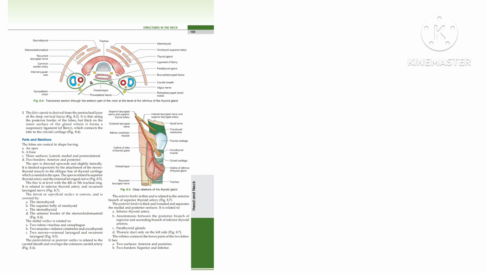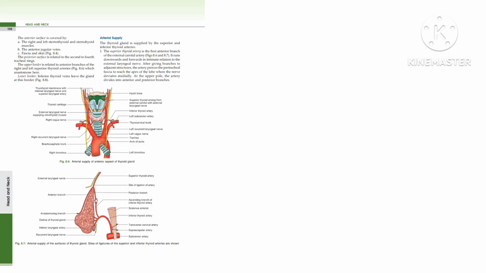It is related to: A. Inferior thyroid artery. B. Anastomosis between the posterior branch of superior and ascending branch of inferior thyroid arteries. C. Parathyroid glands. D. Thoracic duct, only on the left side.